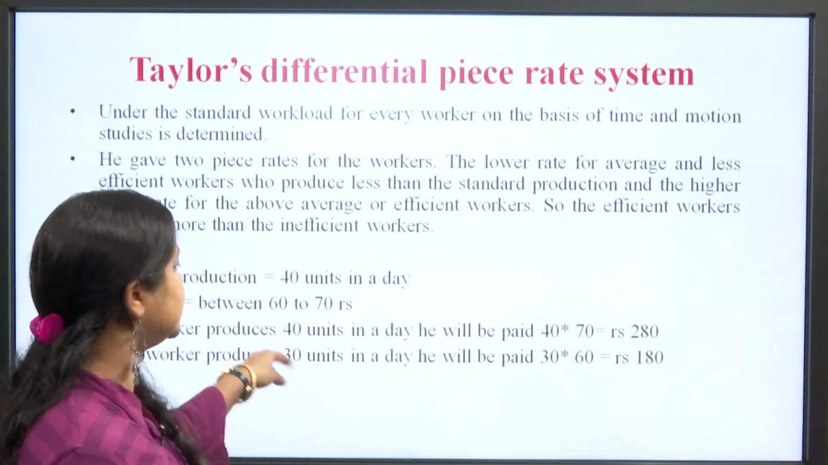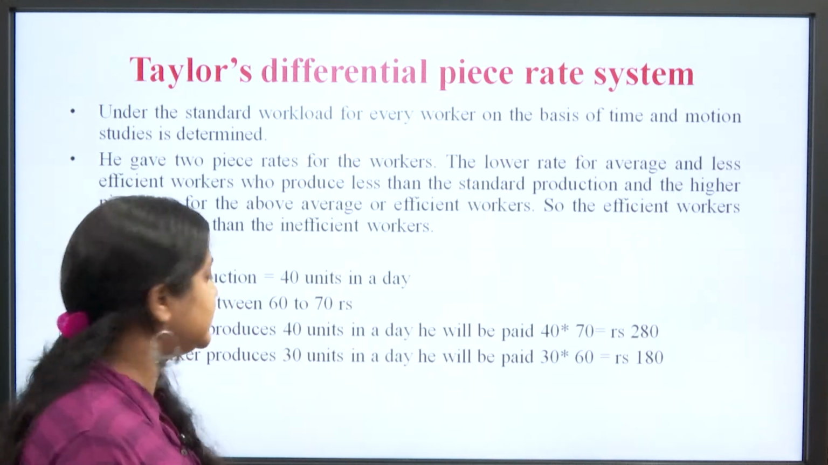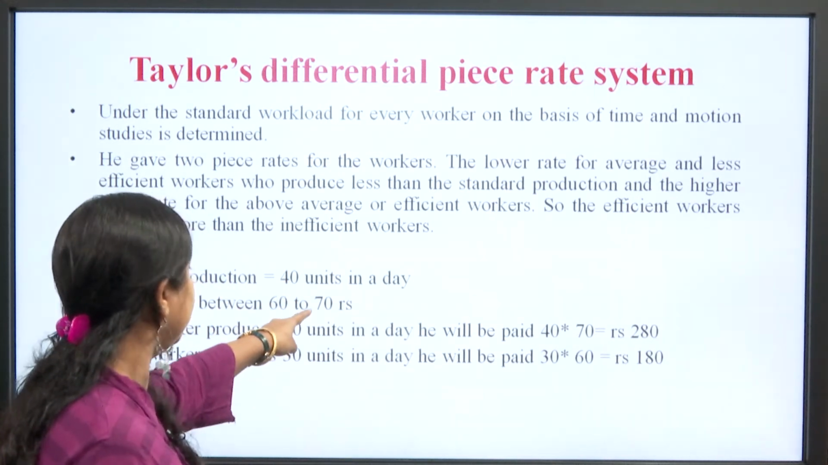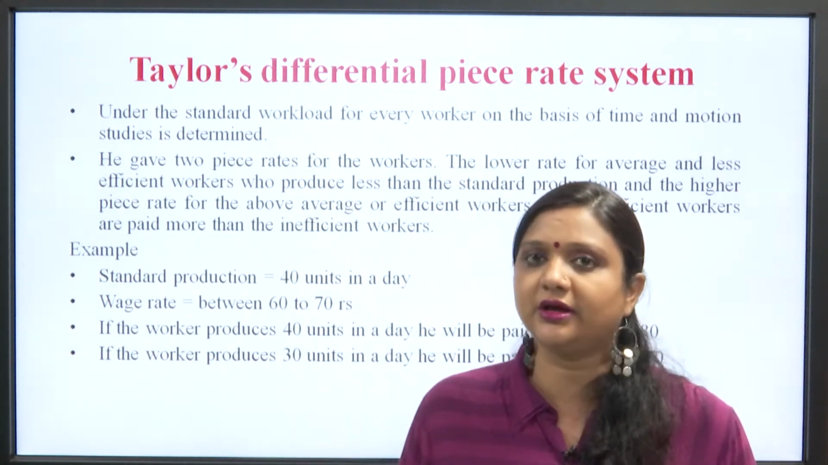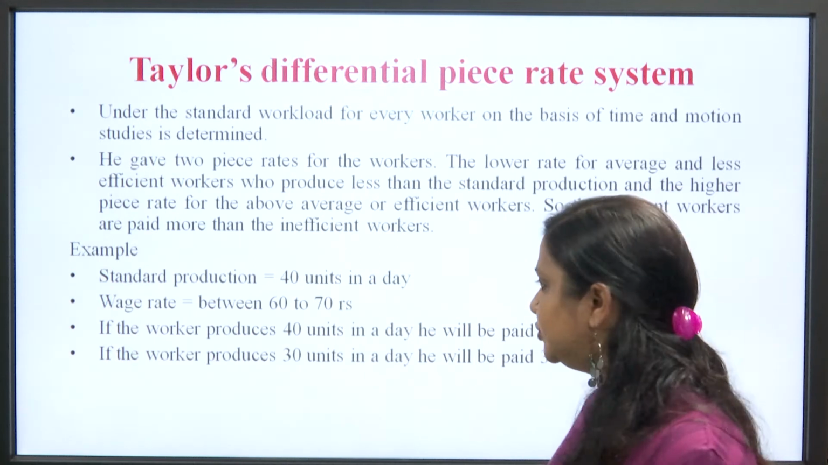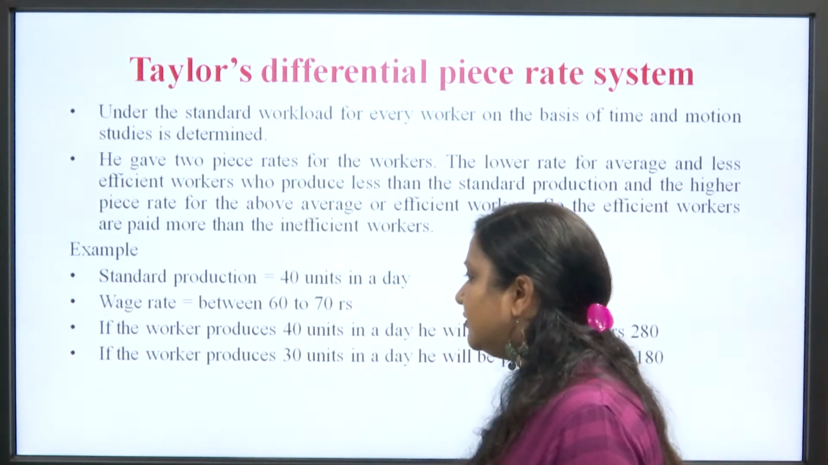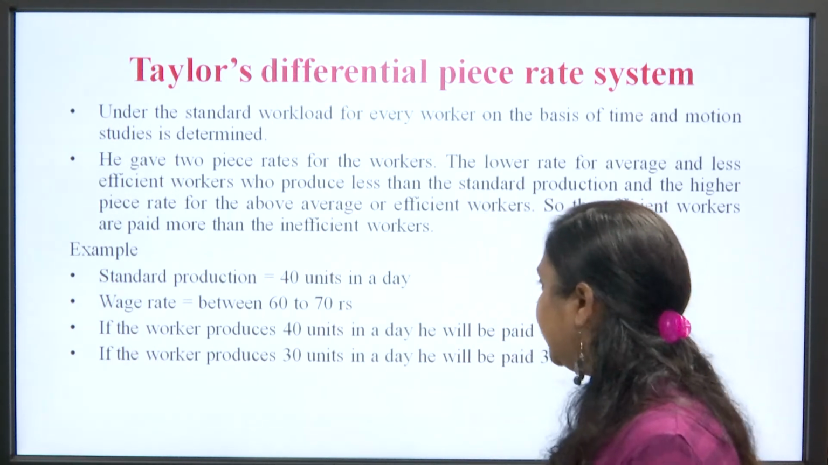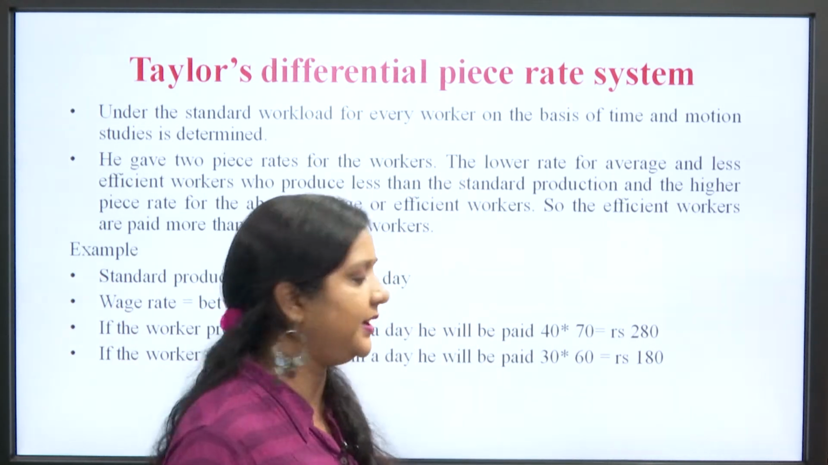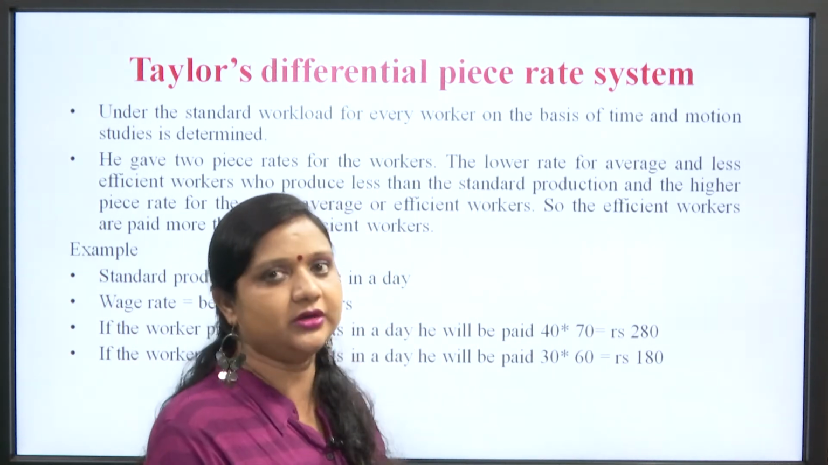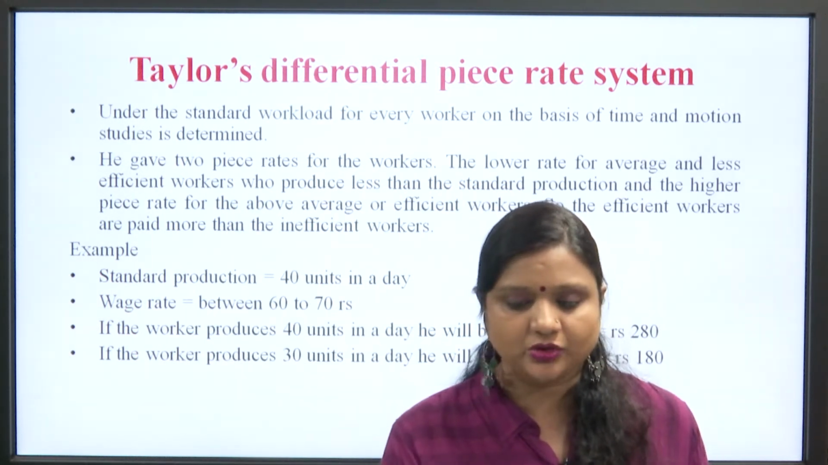If the worker produces 40 units in a day, he will be paid 40 into 70, which means the higher rate will be used in rewarding the efforts of the individual who produces the 40 units, the standard production. And if the worker produces 30 units in a day, he will be paid 30 into 60, that is 180, because they are not achieving the standard production. So, it is all about the Taylor method.